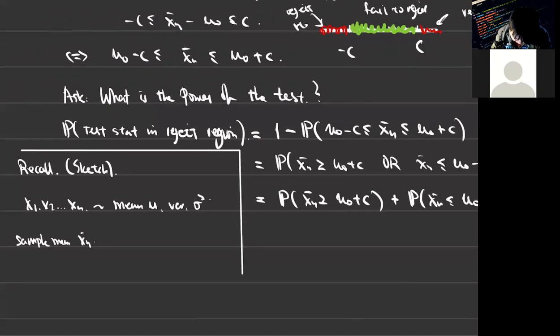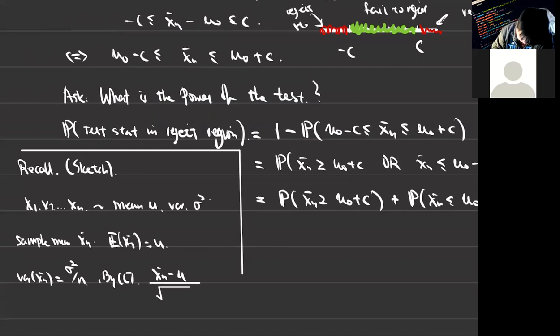So now what's interesting about the sample mean is you know that the sample mean has expectation exactly mu, and the variance of the sample mean is sigma square over n. So then the idea is by the central limit theorem, you have what? Xn bar minus mu over, don't forget the square root, sigma square over n. That's going to be your standard normal, 0, 1. And that's the theorem that we're going to use in solving this problem.